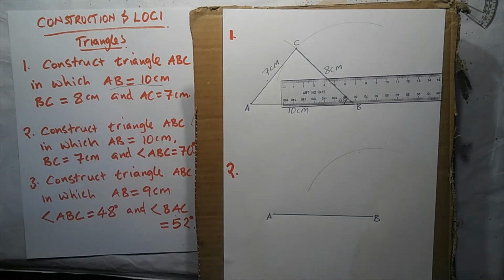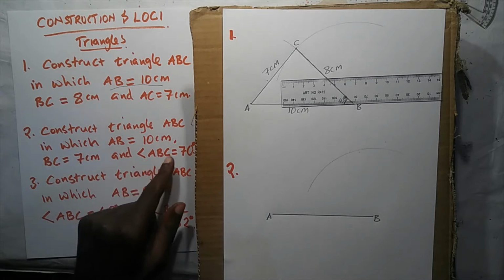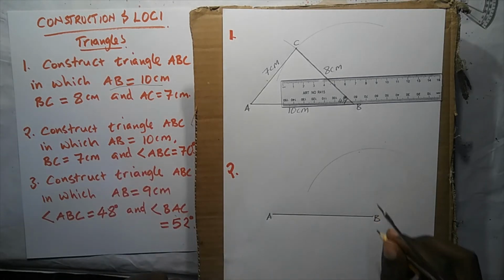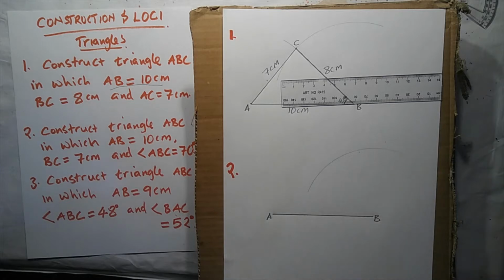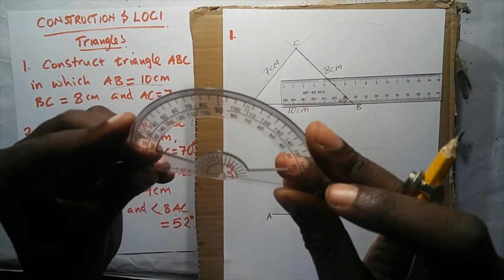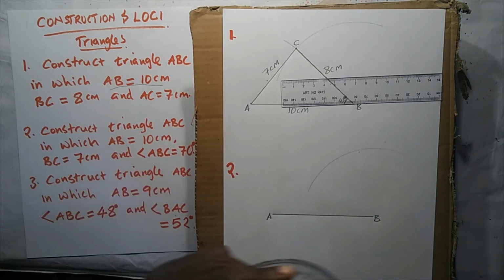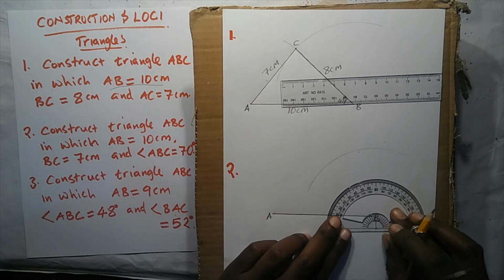And so after doing this, the next one is the instruction for the angle, which says angle ABC, here at B, is 70 degrees. So we're going to get a protractor now to measure the angle 70 degrees. So the angle will be at B, the middle letter here. So I'll come and put the protractor at B.